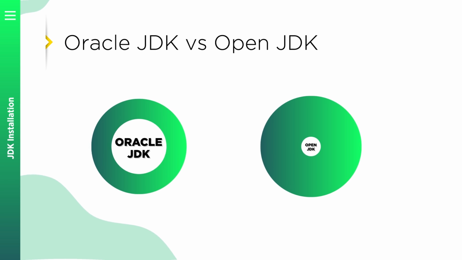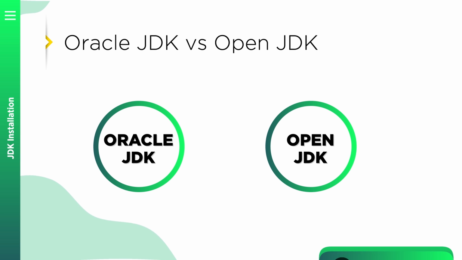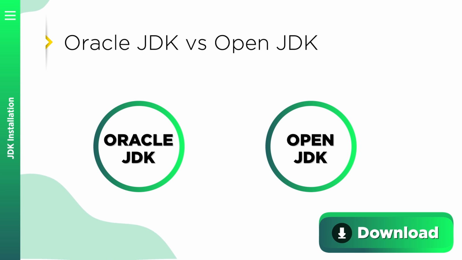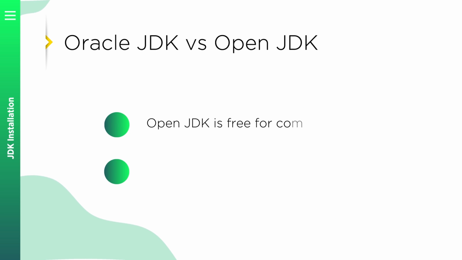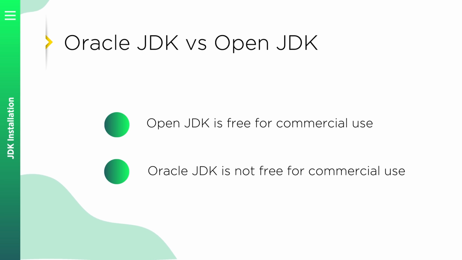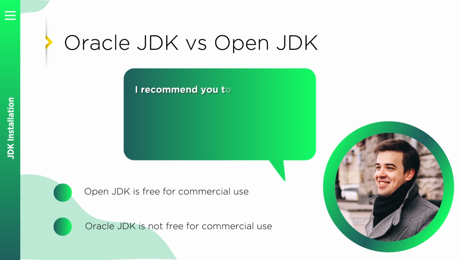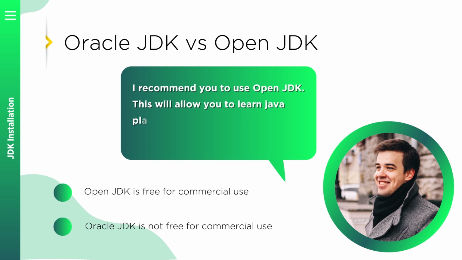You will also notice that you have Oracle JDK and OpenJDK available for download. Probably the main difference for you right now is that OpenJDK is completely free, including commercial use. Oracle JDK is not free for commercial use. There are also some other differences. For example, when it comes to performance, Oracle's is much better regarding responsiveness and JVM performance. Oracle JDK is fully developed by Oracle Corporation, whereas OpenJDK is developed by Oracle and the Java community together. So I recommend you to use OpenJDK. This will allow you to learn the Java platform and to implement powerful applications.